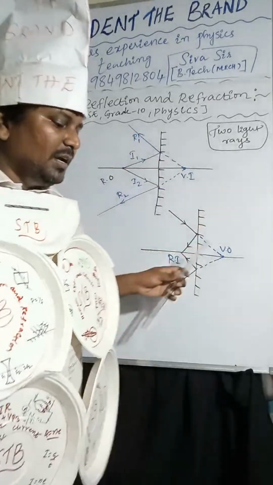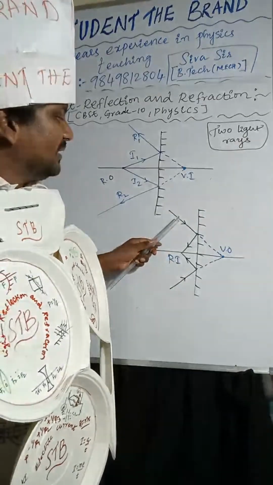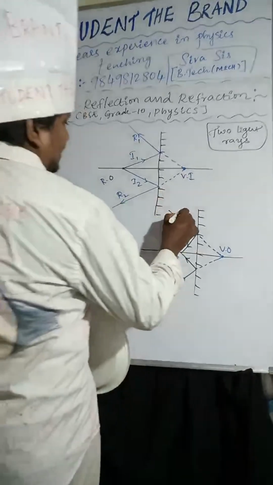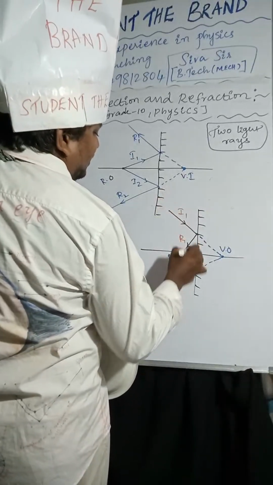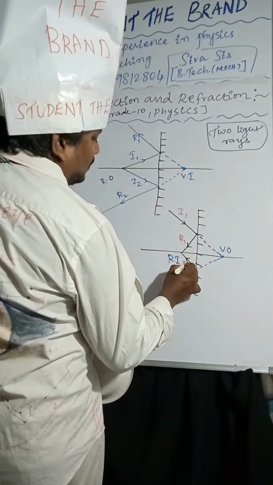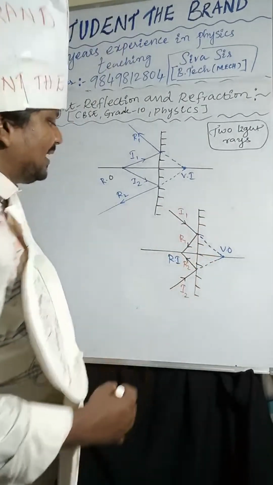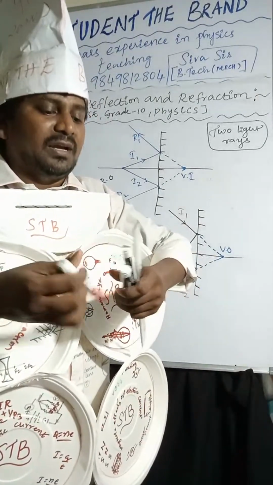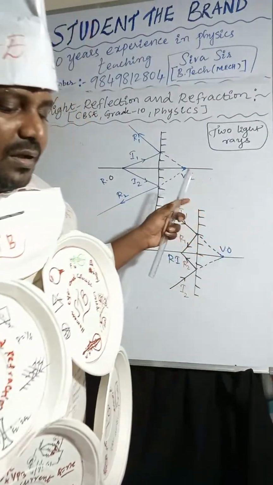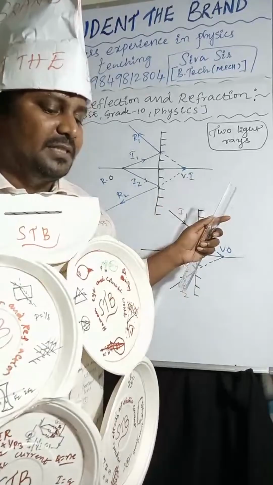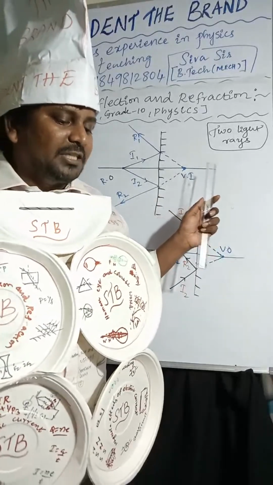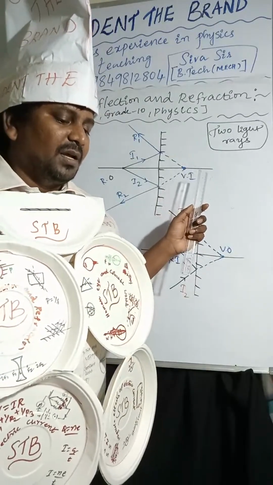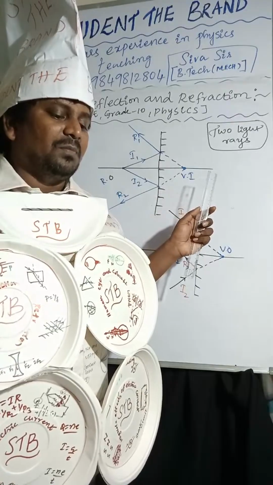So, one more thing you can observe here. This is the incident ray. I am considering this as the incident ray I1. This is R1, I2 and R2. Here, incident rays I1 are coming from infinity. After reflection, what is the speed of light? 3 into 10 power 8 meter per second in free space, or air or vacuum also we can take.